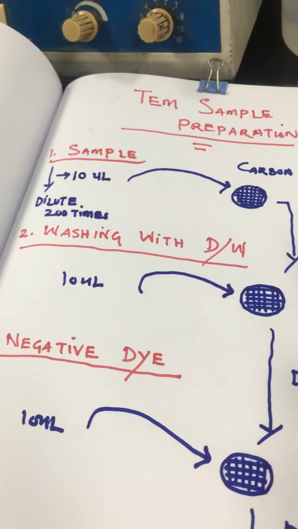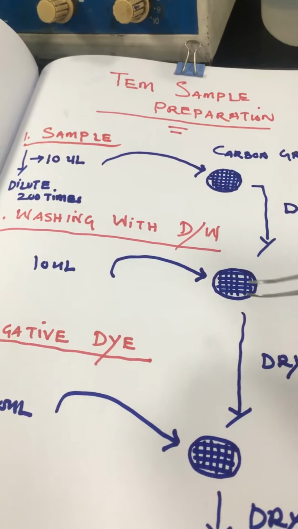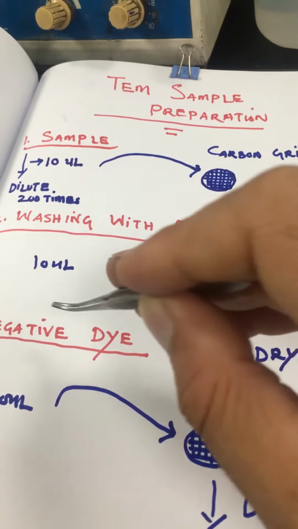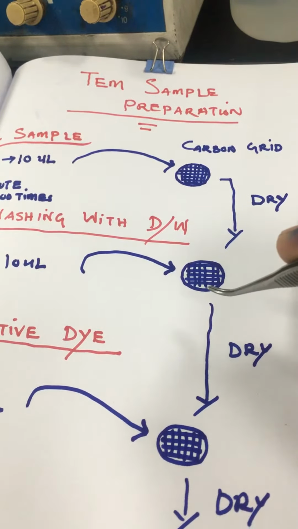And then the second step, you have to wash the sample with distilled water. You put 10 microliters of distilled water here on your carbon mesh, and let it dry.